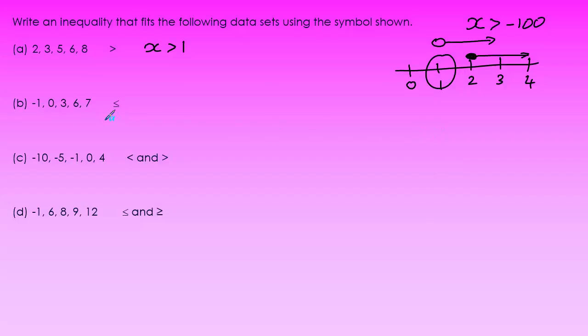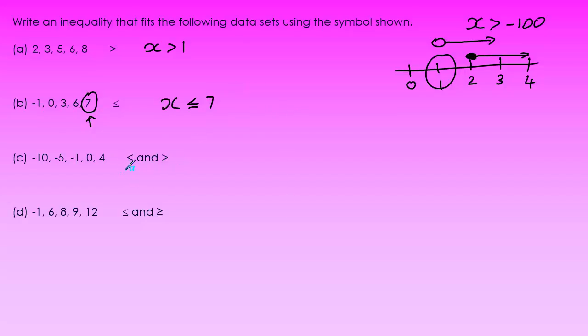This one has a less than or equal to. That's easier to think about, because we're just going to make it less than or equal to the largest number in the data set. So everything in this set is less than or equal to 7. 7 is equal to 7, and everything else is less than it.